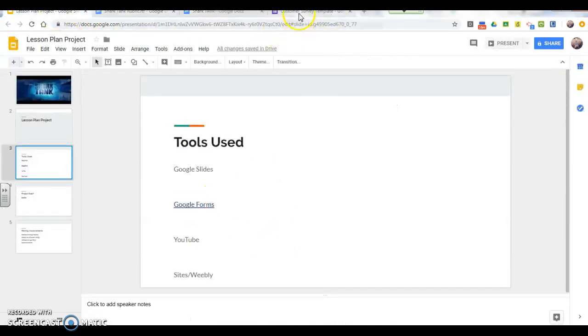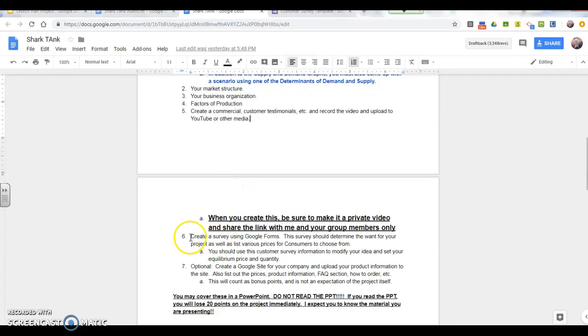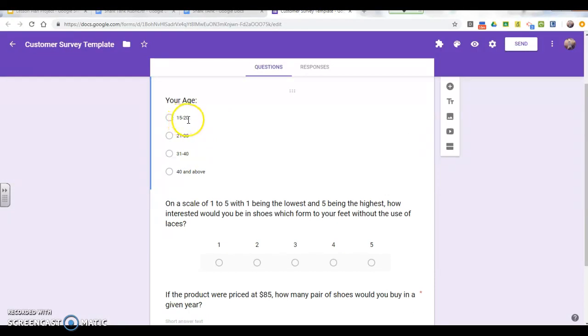The next one that we used was a Google Form, and I have an example here. I had them create a survey of their business or of their product to see how their customers feel about the product. So this is the sample that I gave them in my class. I told them to ask their survey respondents how old they are, and to rank how interested they are in their product.